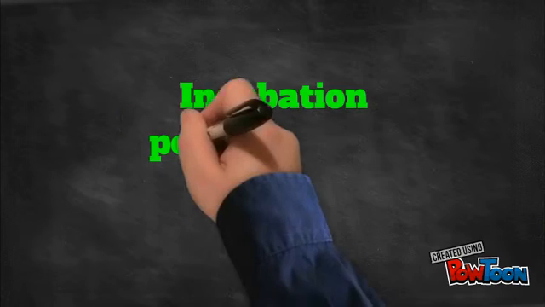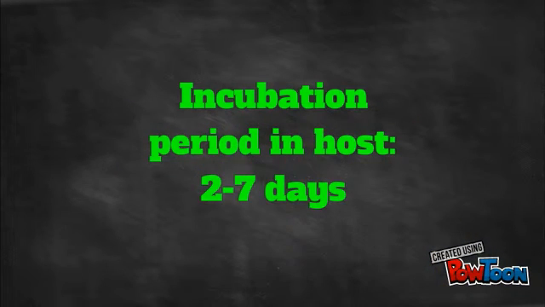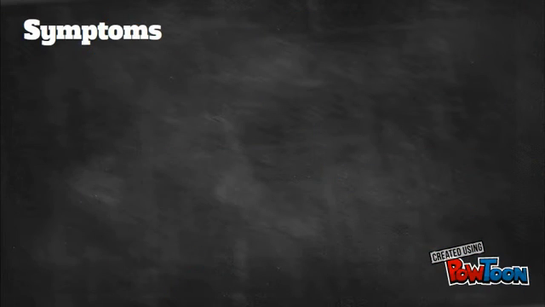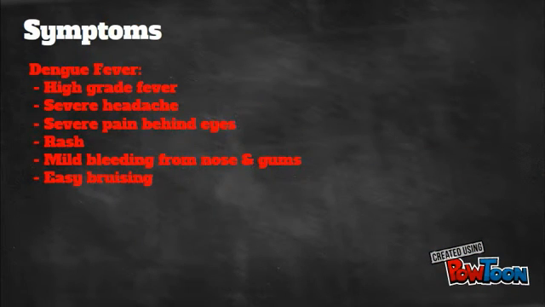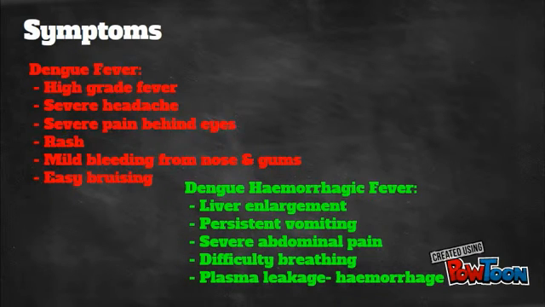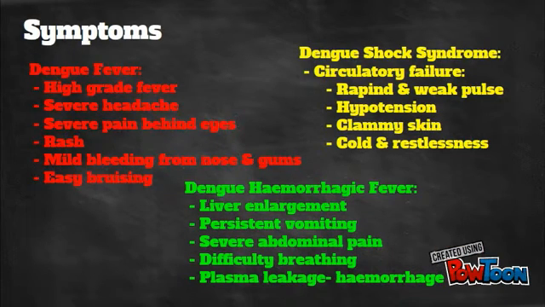After an incubation period of 2 to 7 days, during which entry, multiplication, and spread are occurring, symptoms appear. Symptoms range from high-grade fever, severe headache and pain behind the eyes, joint, muscle, and bone pain, and easy bruising. Liver enlargement, persistent vomiting, severe abdominal pain, difficulty breathing, and plasma leakage are signs of dengue hemorrhagic fever. Circulatory failure due to rapid and weak pulse and hypotension is indicative of dengue shock syndrome.